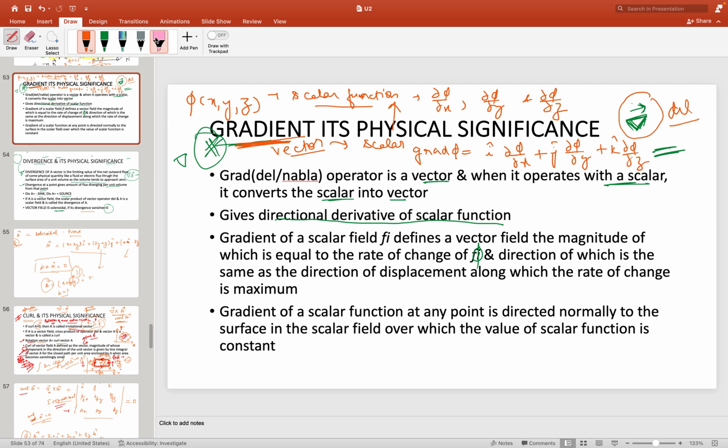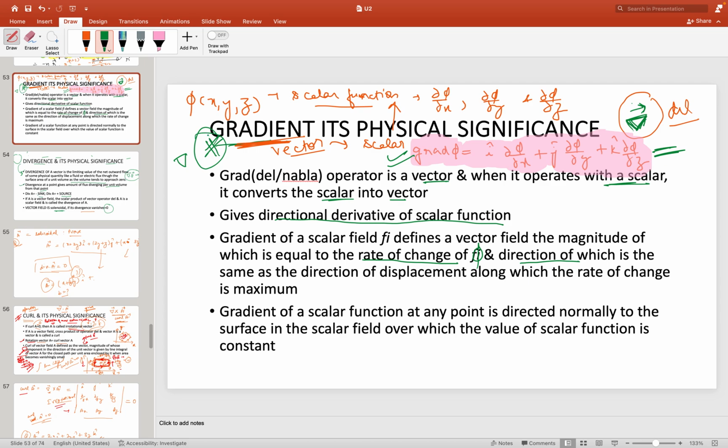So here we can see the gradient is a vector quantity acting on a scalar function, but in the end it is producing a vector quantity. So the result is a vector quantity. So this is about the gradient. Now what does it actually tell you? It's a vector. It is actually telling you the rate of change of function phi. How the function phi is changing along every direction. This is given by the gradient term.